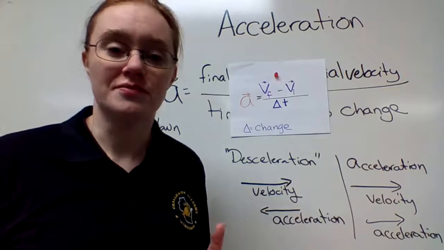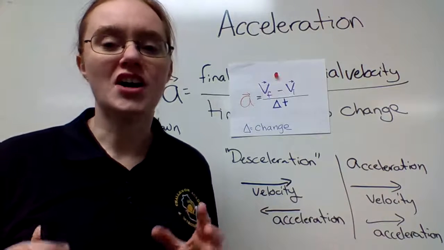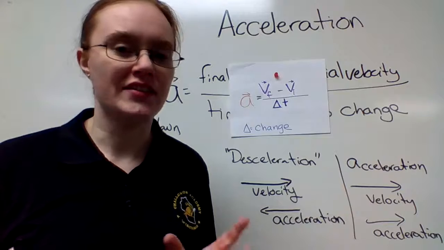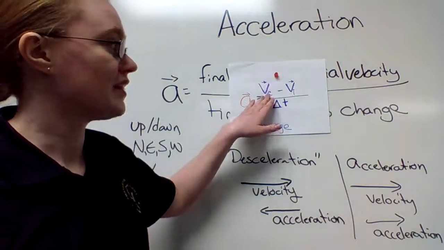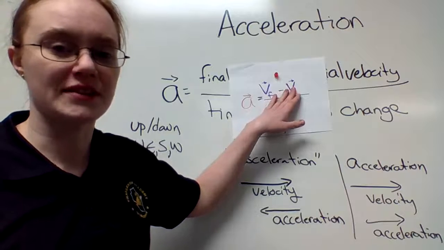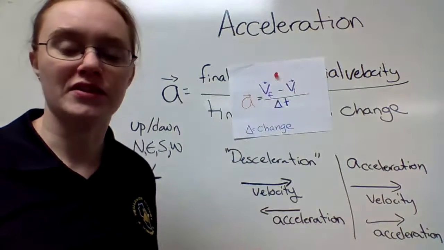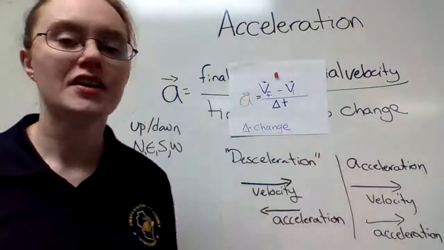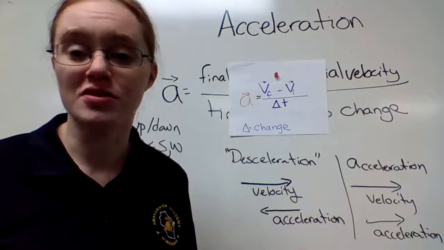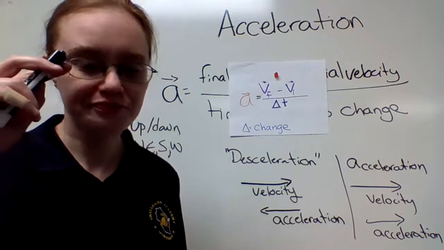Now, trick question. If something has constant velocity, does it have acceleration? The answer is no, because this up here would equal 0, being the same numbers, and there would be no point in dividing by time, because 0 divided by whatever number this would be is going to either be an error or 0 in the calculator.